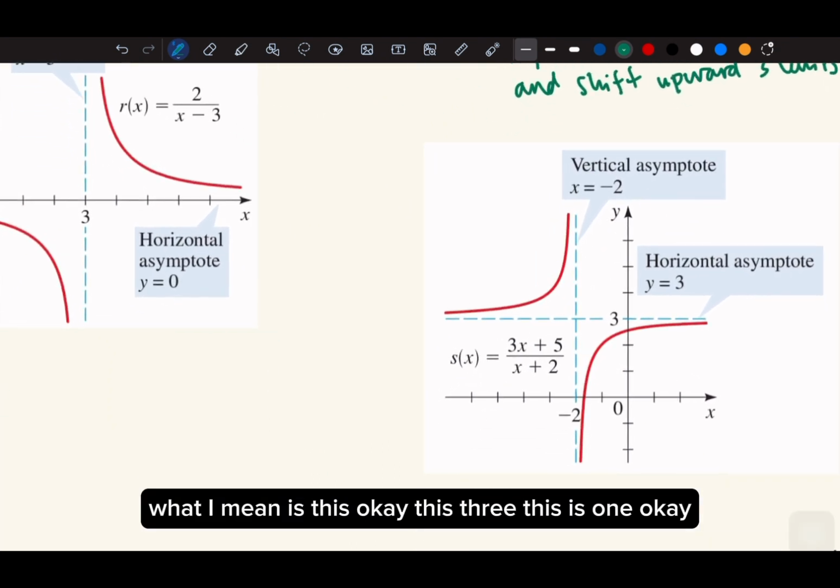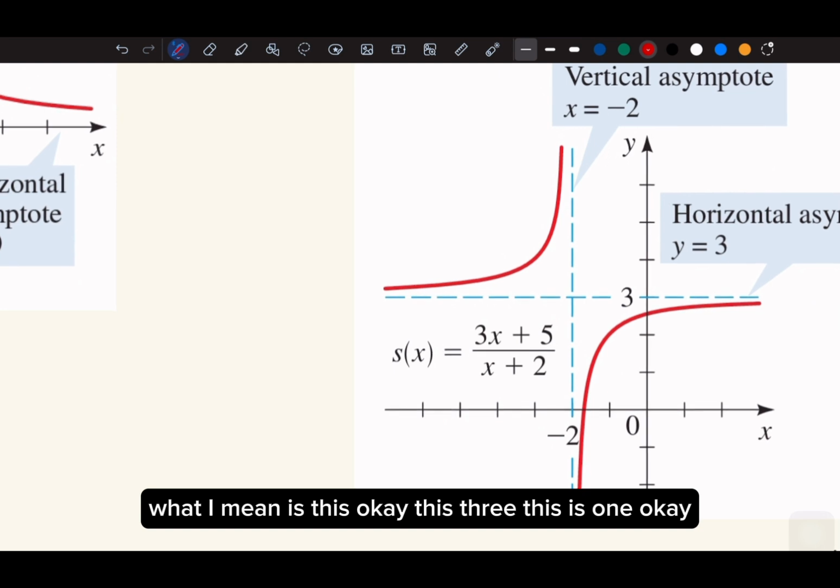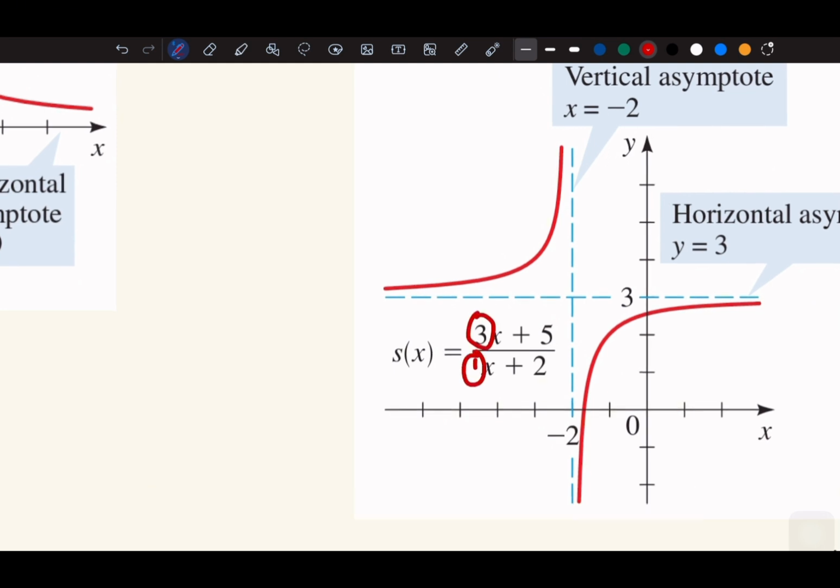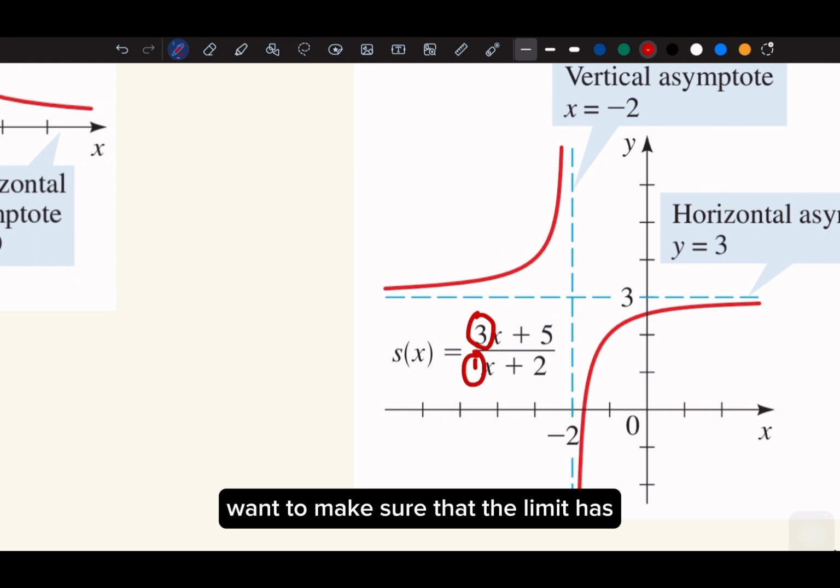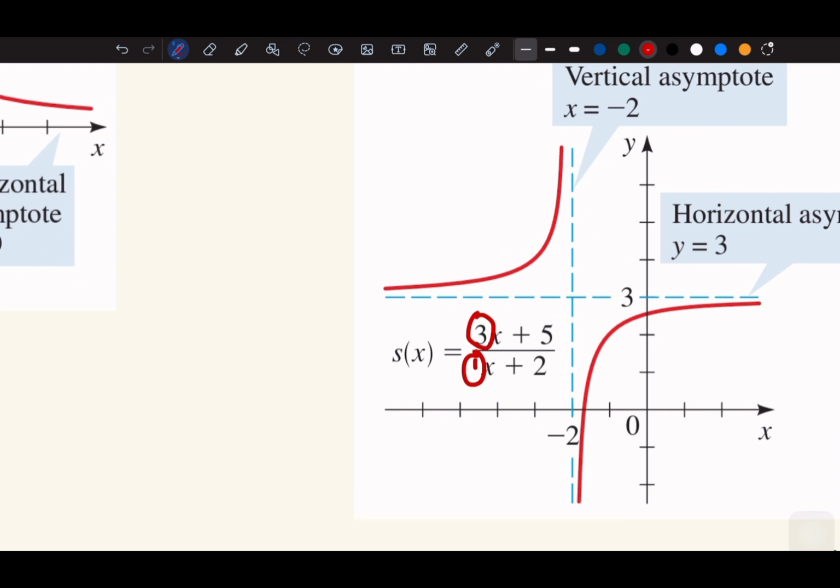What I mean is this 3, this is 1, and then the rest, you can ignore. Or if you want to make sure, take the limit as x approaches infinity. You will get the horizontal asymptote.